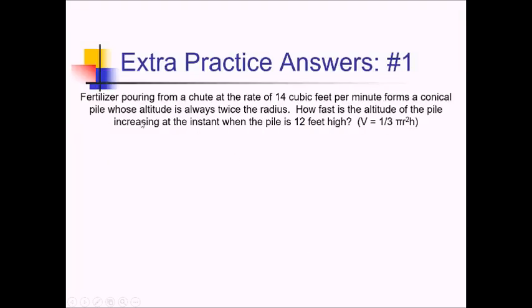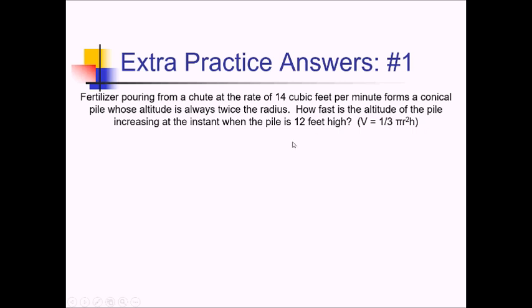For this problem, we have fertilizer pouring from a chute at a rate of 14 cubic feet per minute, making a conical pile with an altitude that's always twice the radius. We want to know how fast the altitude of the pile is increasing at the instant when the pile is 12 feet high. And they're giving us the volume formula for a cone here.